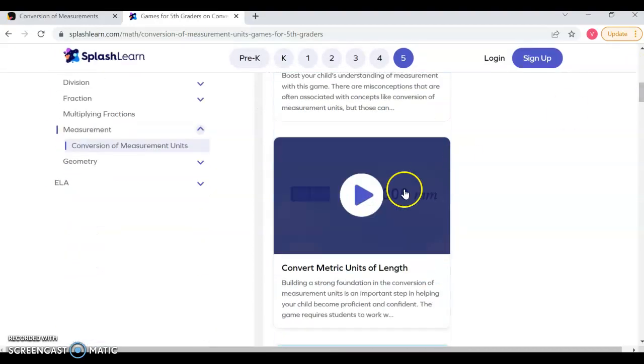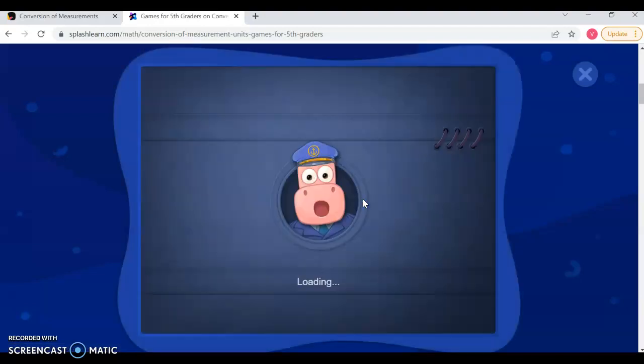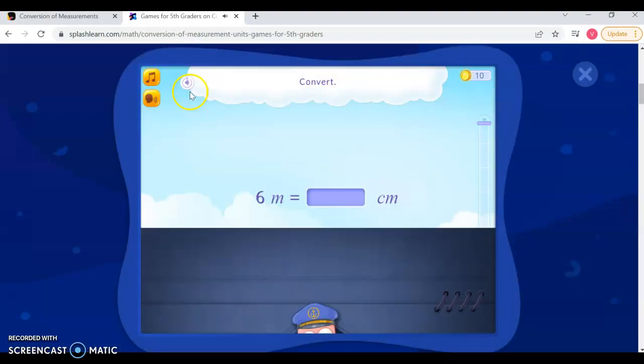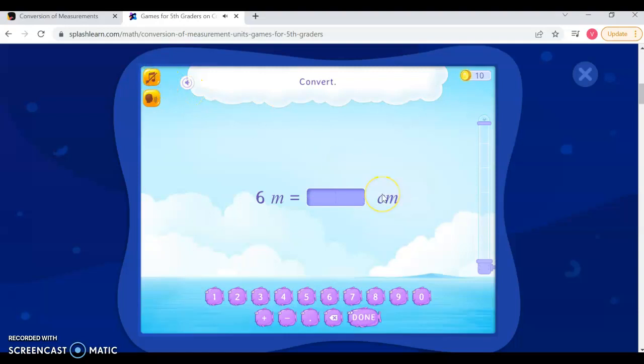So the one that I liked the most was convert metric units to length. Students would do this after they were already taught the conversion rules, so it would give them more practice and they would become more proficient and confident, and it would build a strong foundation for the skill.